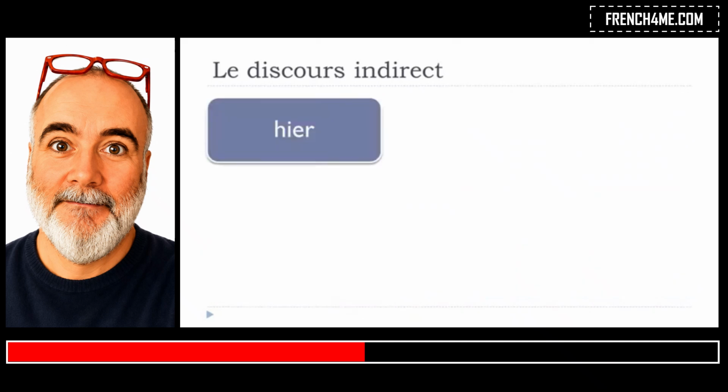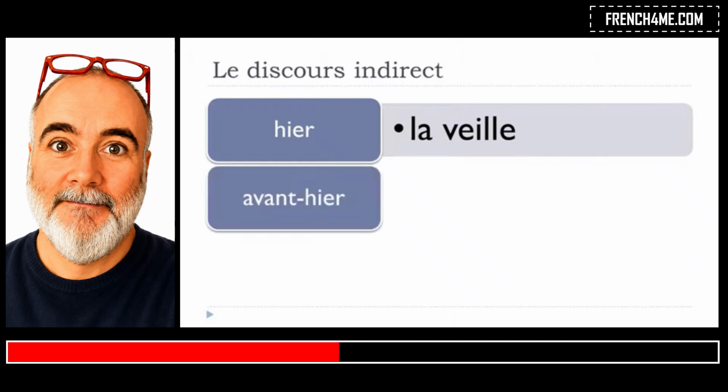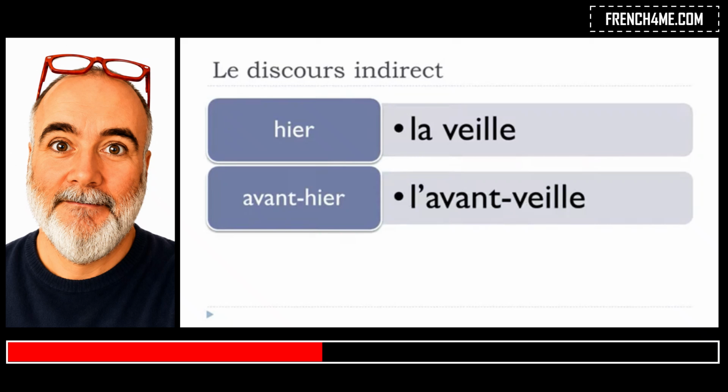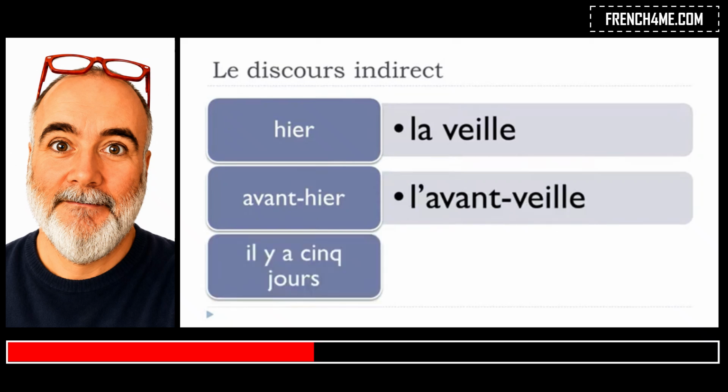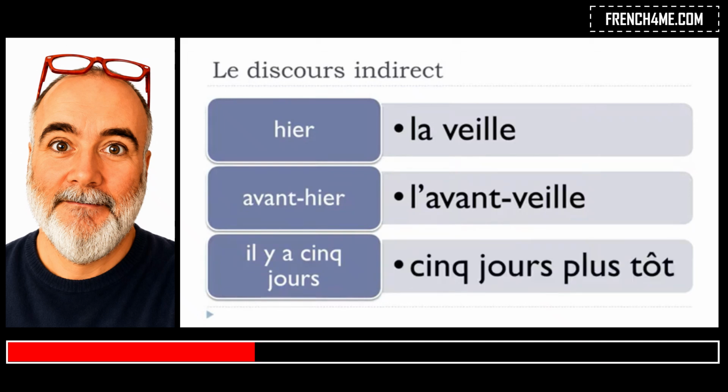Okay, let's see. Hier, yesterday, will become la veille. Avant-hier, the day before yesterday, l'avant-veille. Il y a 5 jours, so remember we've got this il y a structure to say "ago": 5 days ago, in French, it's il y a 5 jours. And if you transpose this il y a 5 jours into this discours indirect, it will become 5 jours plus tôt. Okay, plus tôt, earlier.